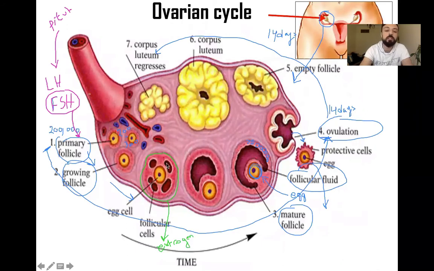So as the follicles start growing, more and more what? Estrogen will be secreted. Meaning that the concentration of estrogen in the bloodstream of the female will start rising. Means the levels of estrogen in the bloodstream of the female will start rising. I need you to pay attention now.